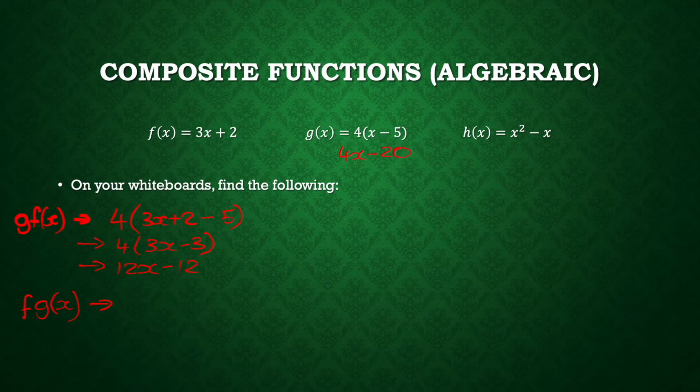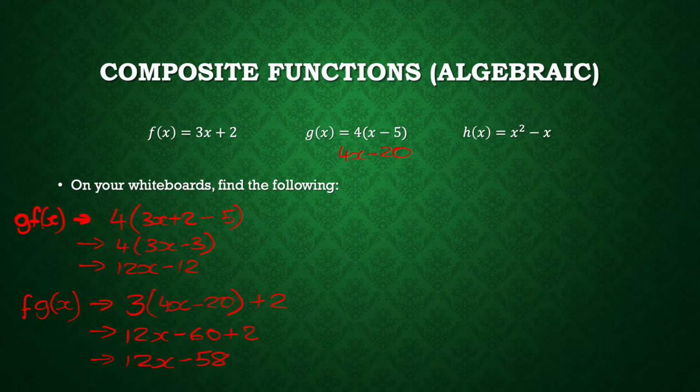So, f g of x, I start writing f of x, but rather than writing my x that I would do normally, I'm going to put my function of g of x in instead. And then I'm going to finish it off. Expand out and simplify. I'll have 12x minus 60 plus 2, 12x minus 58.